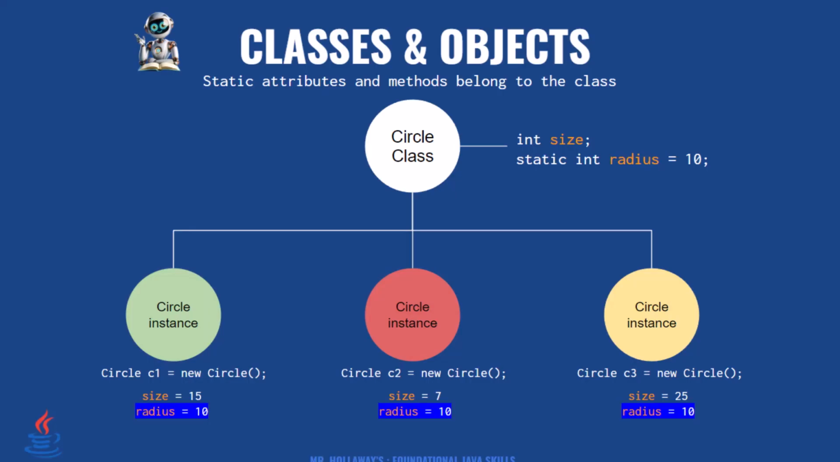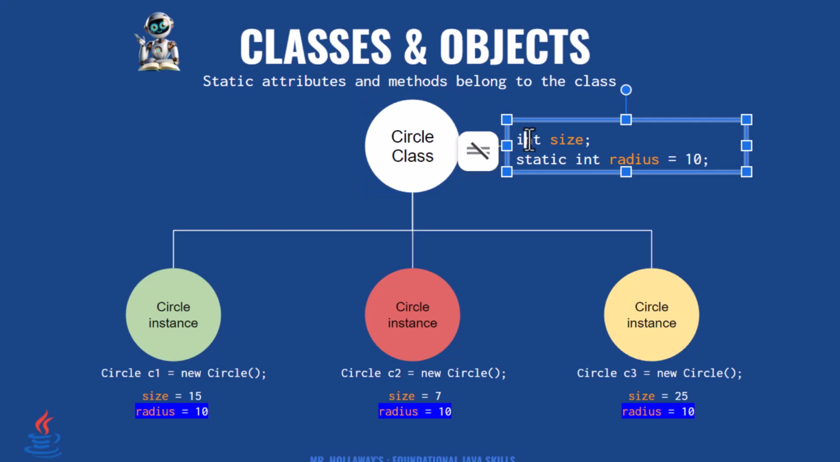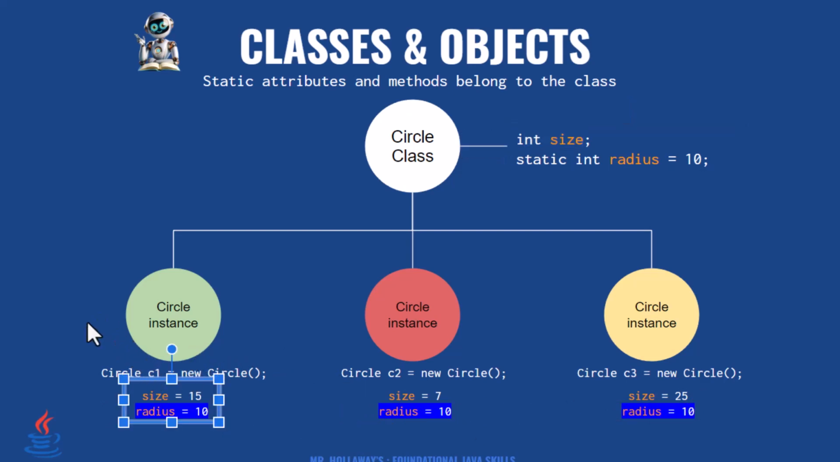And then coming back to our graphic here, we learned that static attributes and methods belong to the class. We have the Circle class. We have the size, which is an instance variable in the Circle class. This is a static, and it belongs to the class. So whenever we make a change, it's going to change across all of these here because it belongs to the class and not the instance. Okay, so that concludes this video.